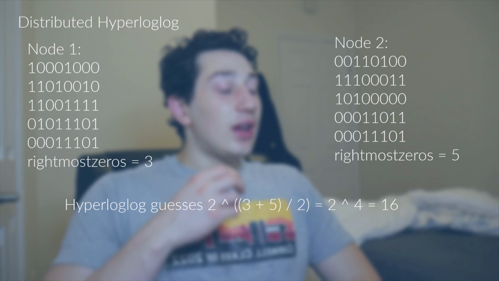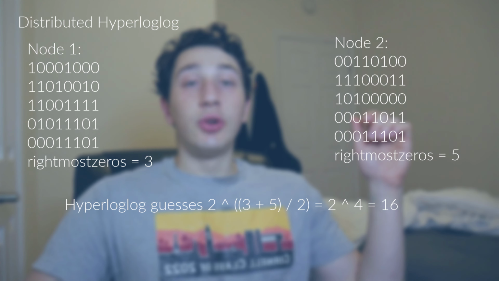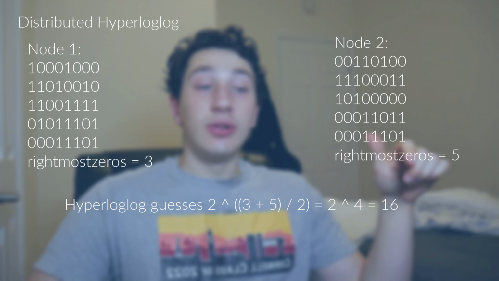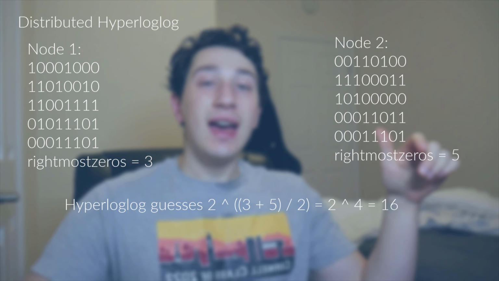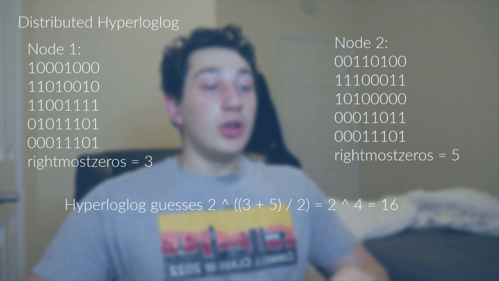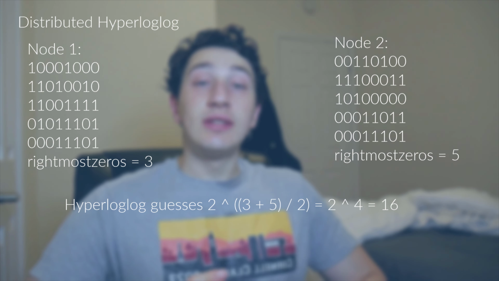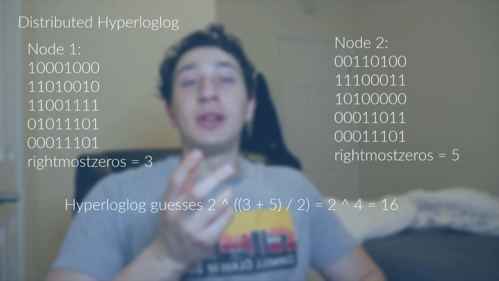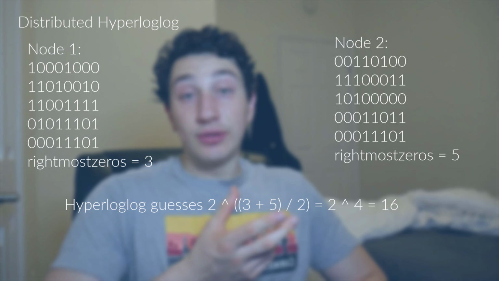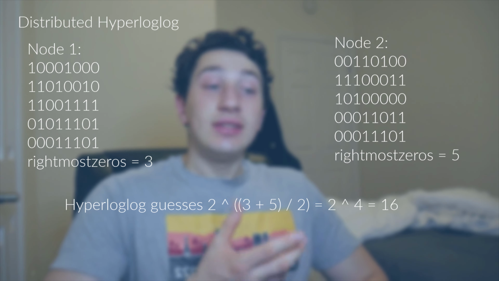So now let's say we have multiple different sets running HyperLogLog, and so on server 1, you have the most rightmost zeros being 5, and on server 2, you have the most rightmost zeros being 3. What you would end up doing is you would take the average of the number that HyperLogLog returns, which in this case would be 4, because 5 plus 3 is 8, over 2 is 4, and then you would ultimately guess that there are 2 to the 4th user IDs, which is going to be 16. So that's kind of how HyperLogLog would work in a distributed setting.